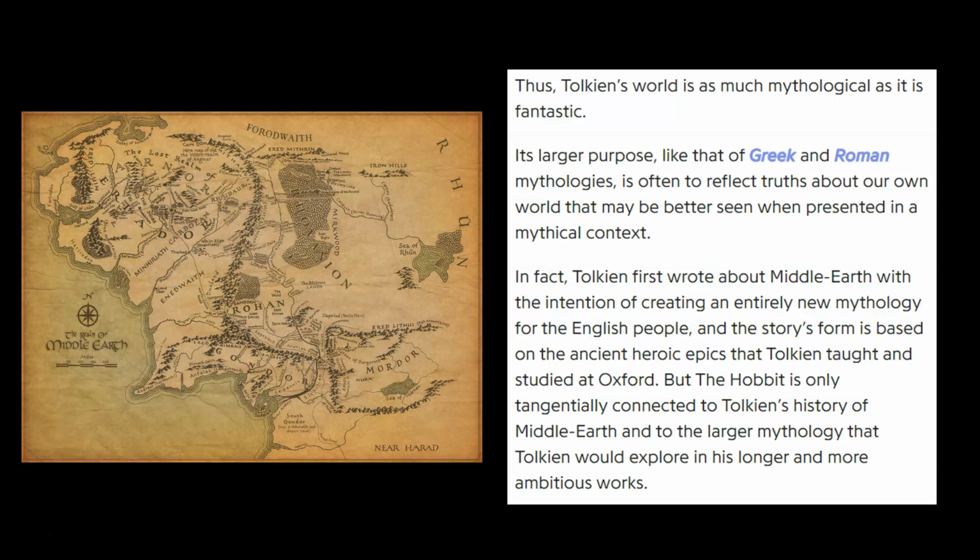Okay. If we look further and expand upon this setting, we can see that Middle-earth was so much more than just a mythological, fantastic realm. Its larger purpose contextually was to draw upon Greek and Roman mythologies. In fact, Tolkien first wrote about Middle-earth with the intention of creating an entirely new mythology for English people, and the story form is based on ancient heroics that Tolkien admired when he studied at Oxford. But essentially we can see that the setting is very important to the story of Bilbo Baggins being pushed out of the Shire, somewhere that was safe and comfortable, to going on a great adventure throughout the novel and then expanding upon it in the Lord of the Rings trilogy.